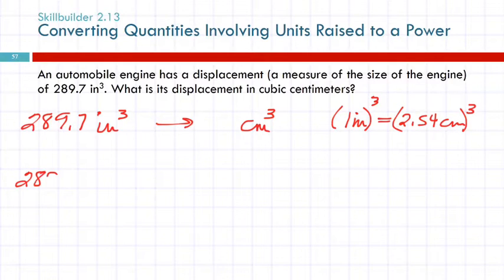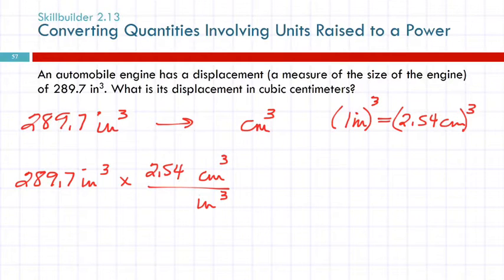So 289.7 cubic inches. I'm going to put cubic centimeters here and cubic inches down there. 2.54 centimeters equal to 1 inch. But the unit is cubed, so I need to cube the number as well.